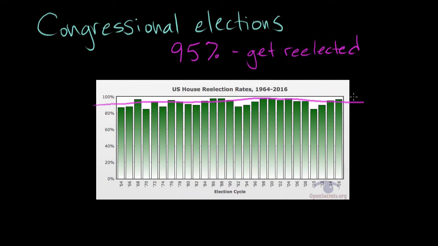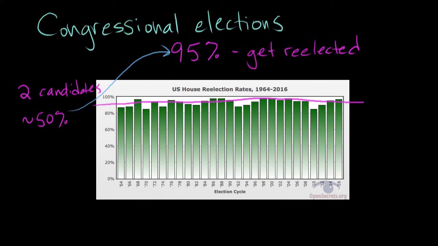It stands to reason that if you have 2 candidates for every office, one from each party, it would be about 50% of the time the candidates would be reelected, but it's so much more than that. In this video on congressional elections, I want to talk about some of the structural aspects, that is, the way things are set up in congressional elections that leads to this really high number.